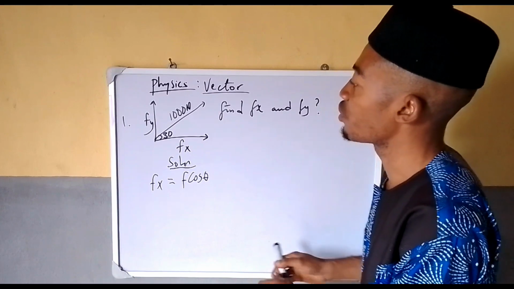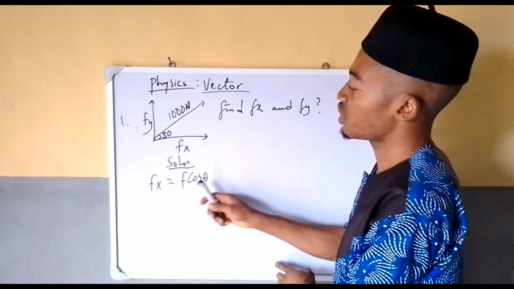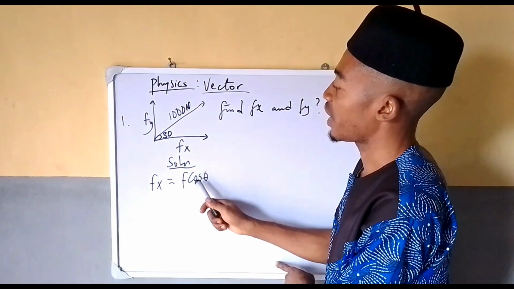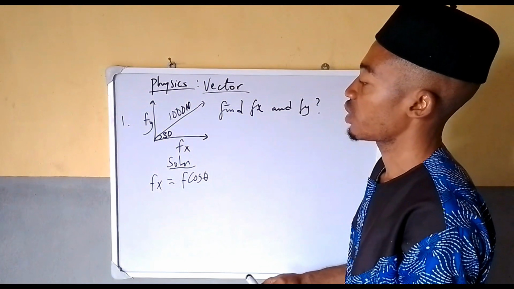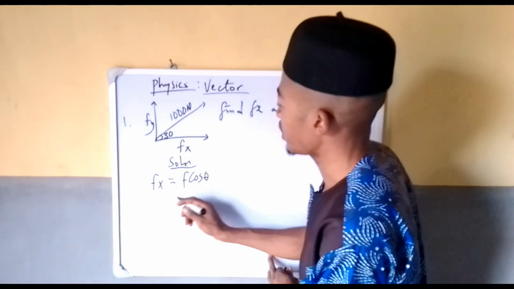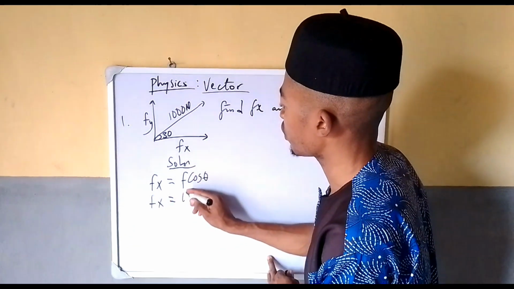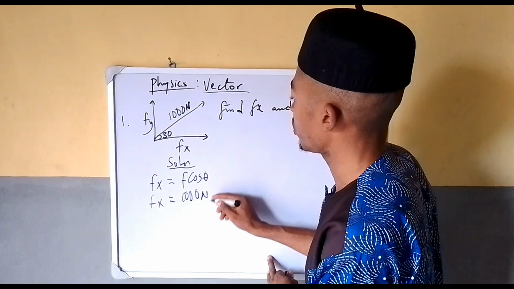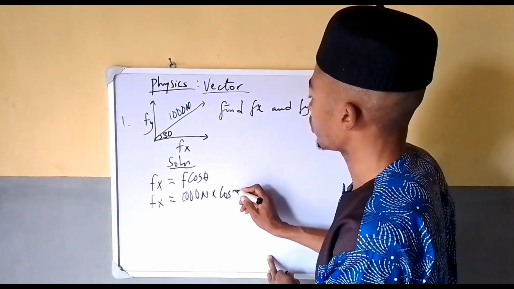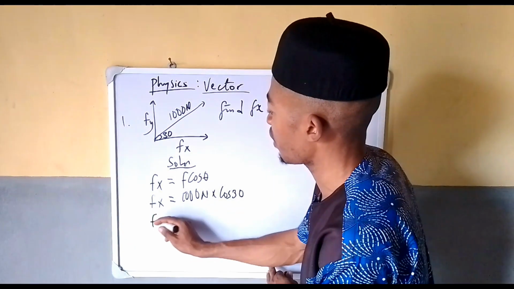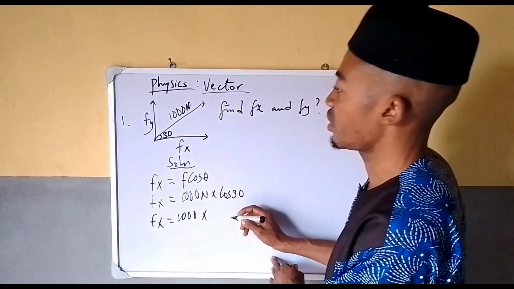Anytime you are asked to resolve a given vector into a horizontal component, what you simply do is multiply that given vector by cos of the angle of inclination between the vector and the horizontal. So Fx is F cos theta. So we are going to have that Fx is equal to, what is F? F is 1000 Newton multiplied by cos, what is the angle of inclination? Cos 30. This is going to give you Fx equals 1000 multiplied by cos 30.